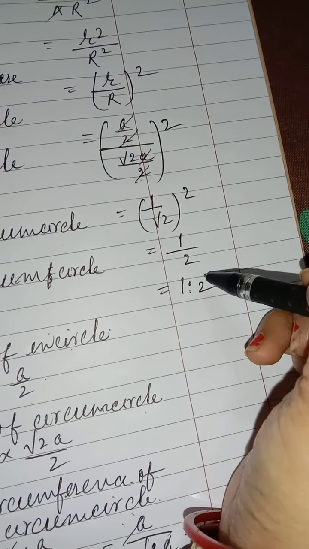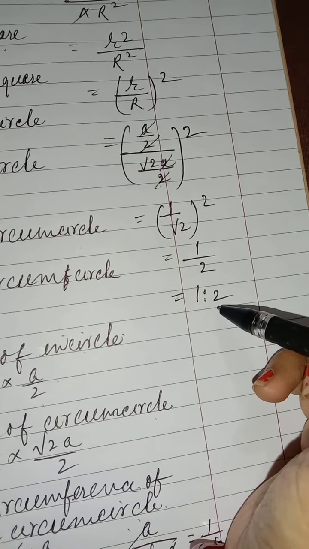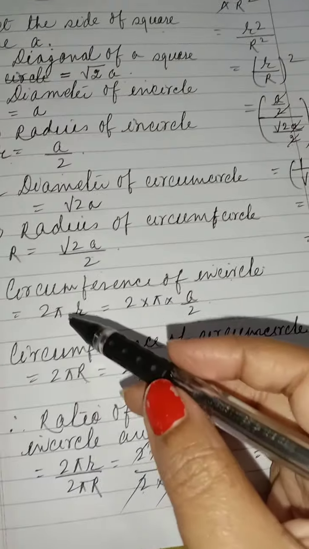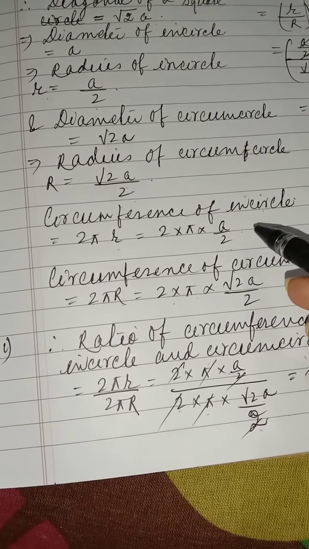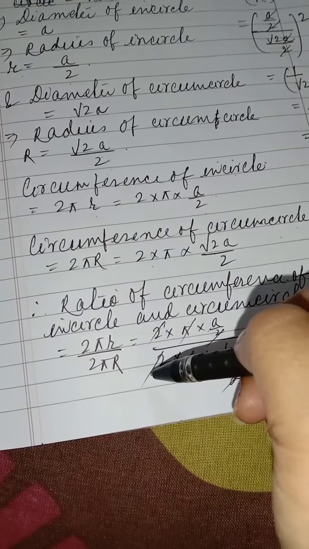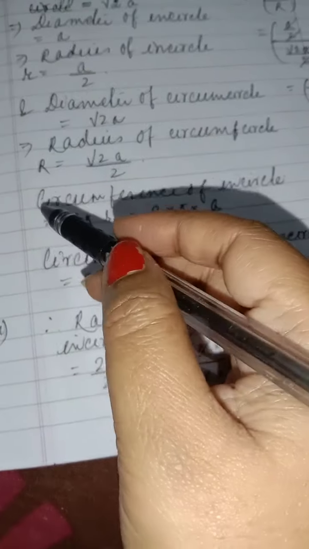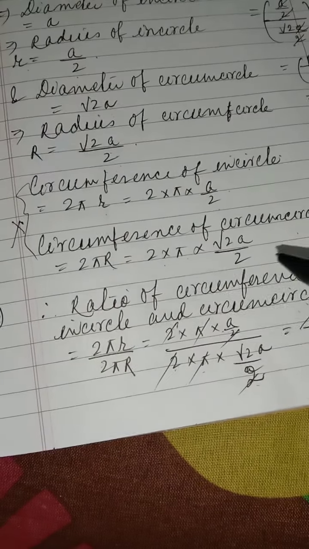1 by root 2 whole square means it's 1 by 2, and it can be taken as 1 is to 2. Here also, where I have found the circumference of incircle and circumference of circumcircle, this could also be done directly. If this line is ignored, then also there is no problem.